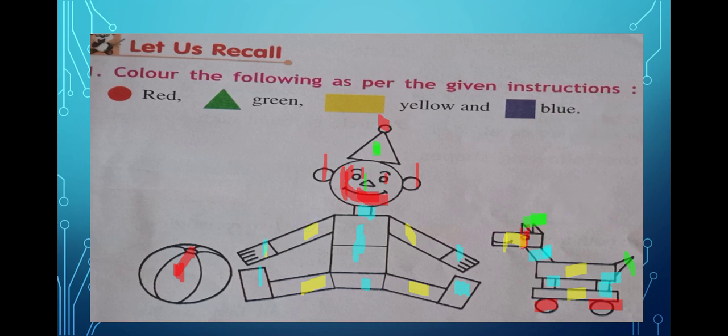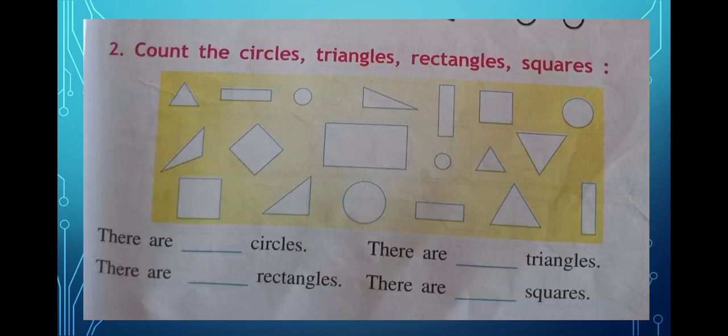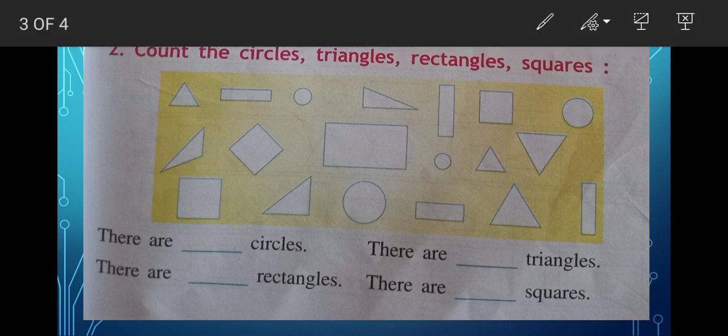Now let us do number 2. Number 2 is, what is the question? Count the circles, triangles, rectangles and squares. So you have to count how many circles are there and write it down here. How many triangles are there, count and write here. How many rectangles are there, count and write here. And how many squares are there, count it and write here. So let us count.